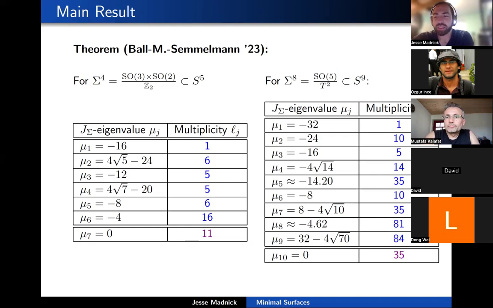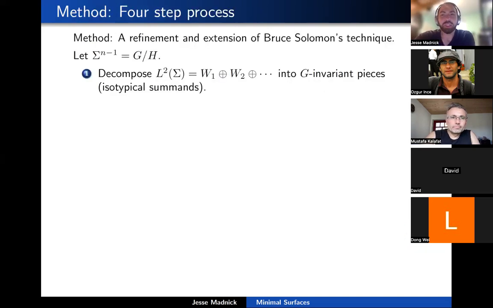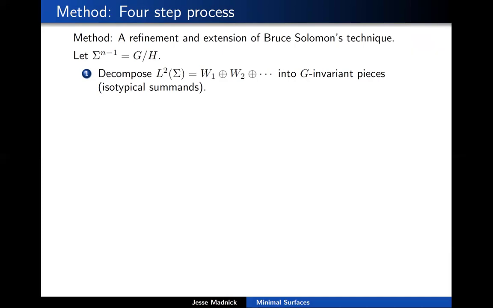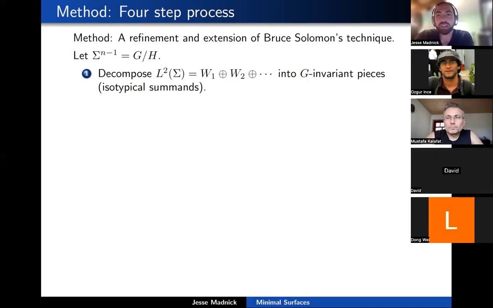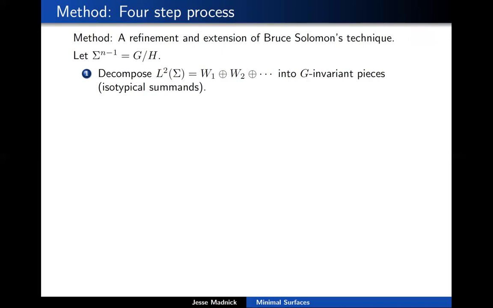Okay, so how did we do this? That's the question. What we did was take Bruce Solomon's method, who considered the case of G equals 3, and we refined it. We made it a bit more algorithmic, and we extended it slightly. We added a part 4 to the method, whereas Solomon had just 3 parts. We necessarily needed to add a part 4 because we were unable, for good reason, to get a formula for the eigenvalues. We just had this algorithm.